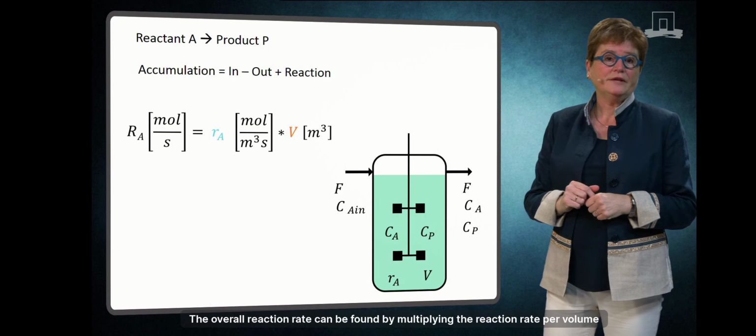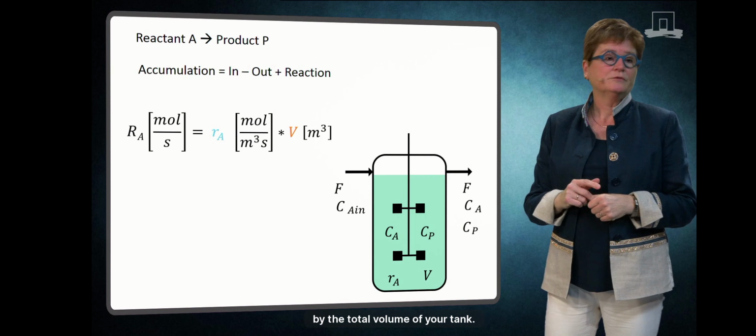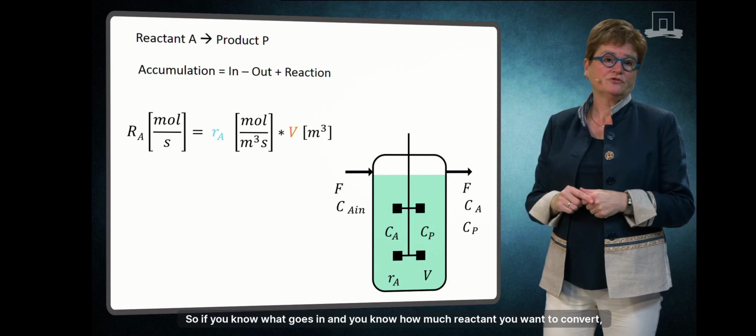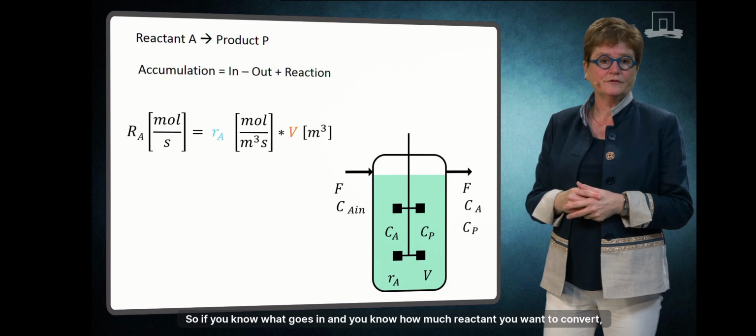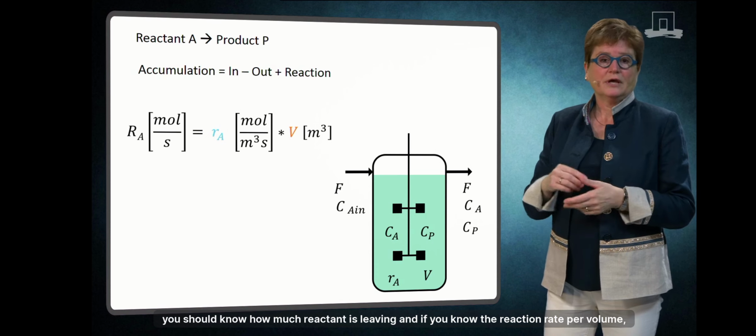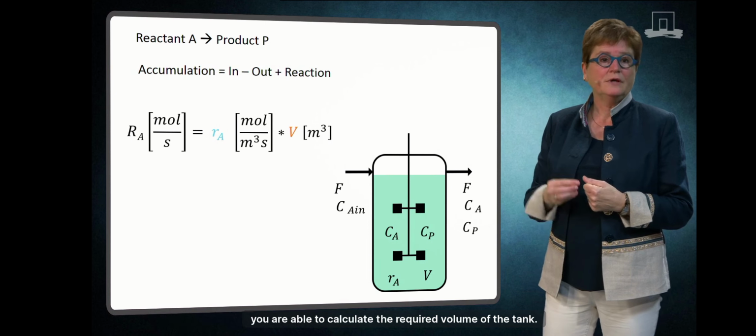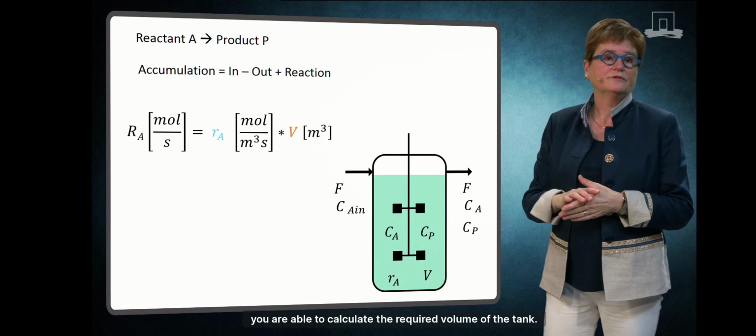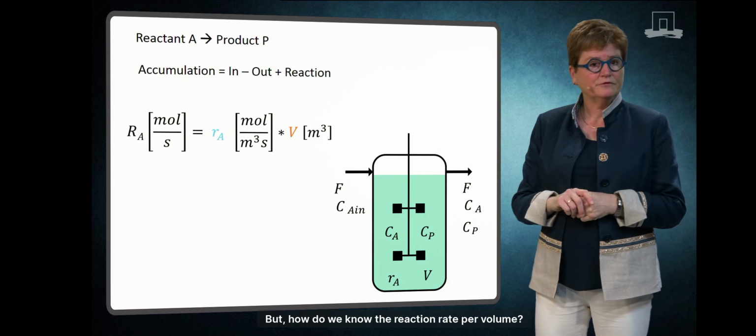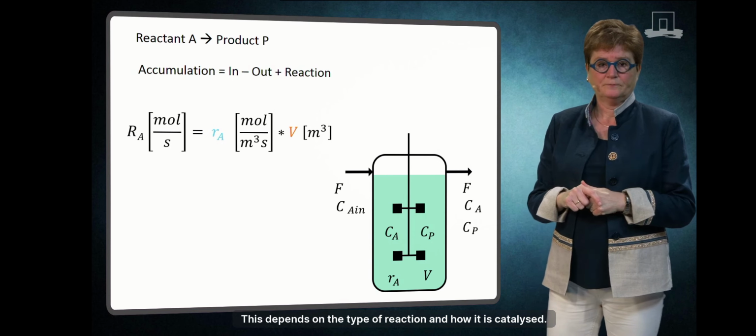The overall reaction rate can be found by multiplying the reaction rate per volume by the total volume of your tank. So if you know what goes in and you know how much reactant you want to convert, you should know how much reactant is leaving, and if you know the reaction rate per volume, you are able to calculate the required volume of the tank. But how do we know the reaction rate per volume? This depends on the type of reaction and how it is catalyzed.